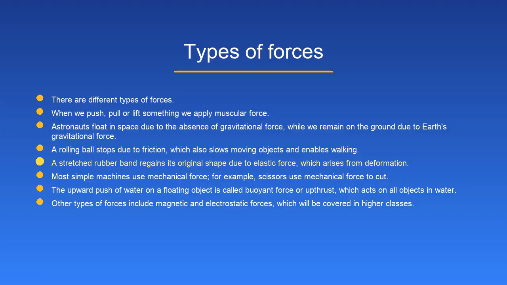A stretched rubber band regains its original shape due to elastic force, which arises from deformation. Most simple machines use mechanical force, for example, scissors use mechanical force to cut. The upward push of water on a floating object is called buoyant force or upthrust, which acts on all objects in water. Other types of forces include magnetic and electrostatic forces, which will be covered in higher classes.